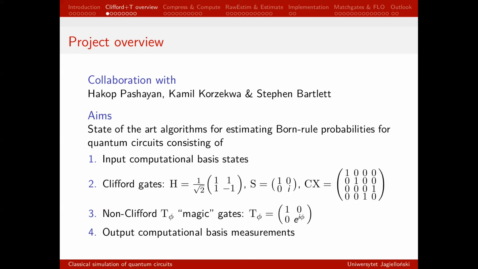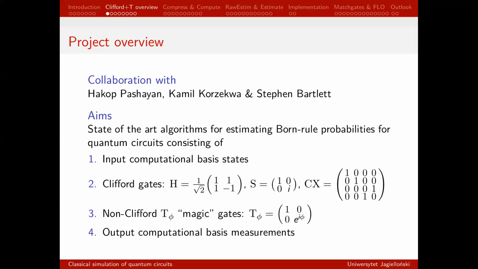There's no restriction on the angle phi. No. So this problem is trivial if phi is a multiple of pi by 2. But if phi is not a multiple of pi by 2, then it's non-trivial. When you say trivial, basically polynomial. It is the Gottesman-Knill theorem. I give the Gottesman-Knill theorem in a few slides. So spoilers. Yeah. So this is what we do.